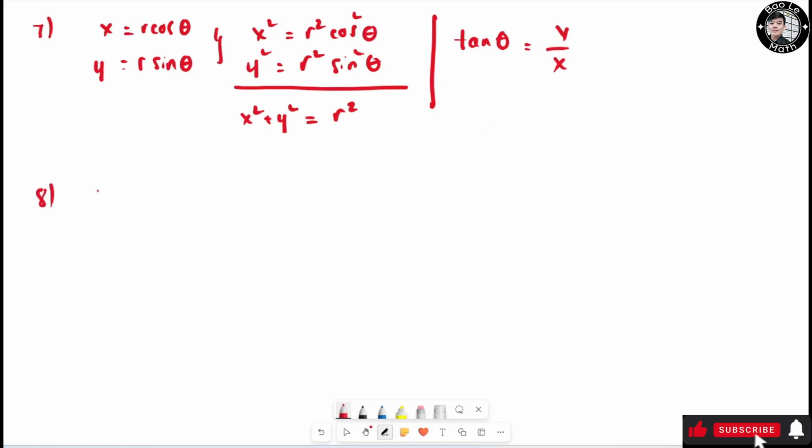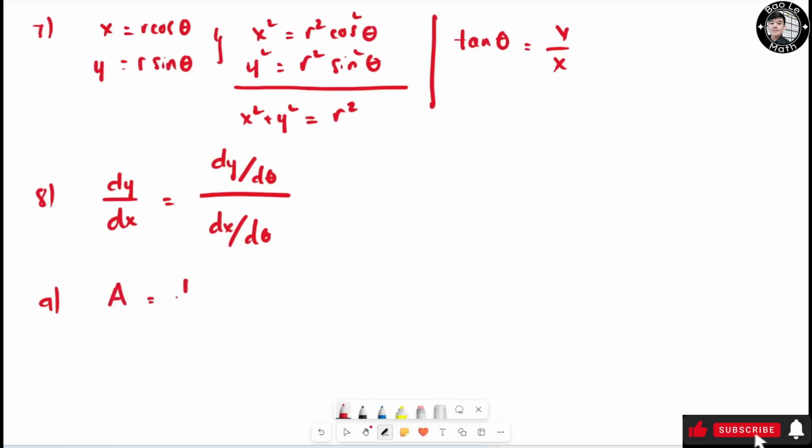Number eight, we're going to talk about dy over dx equals dy over d theta divided by dx over d theta. Basically, you just divide the top and bottom by d theta. Now, number nine, the area enclosed by a polar curve. It's going to be A equals 1/2 integral from a to b of the radius squared d theta.